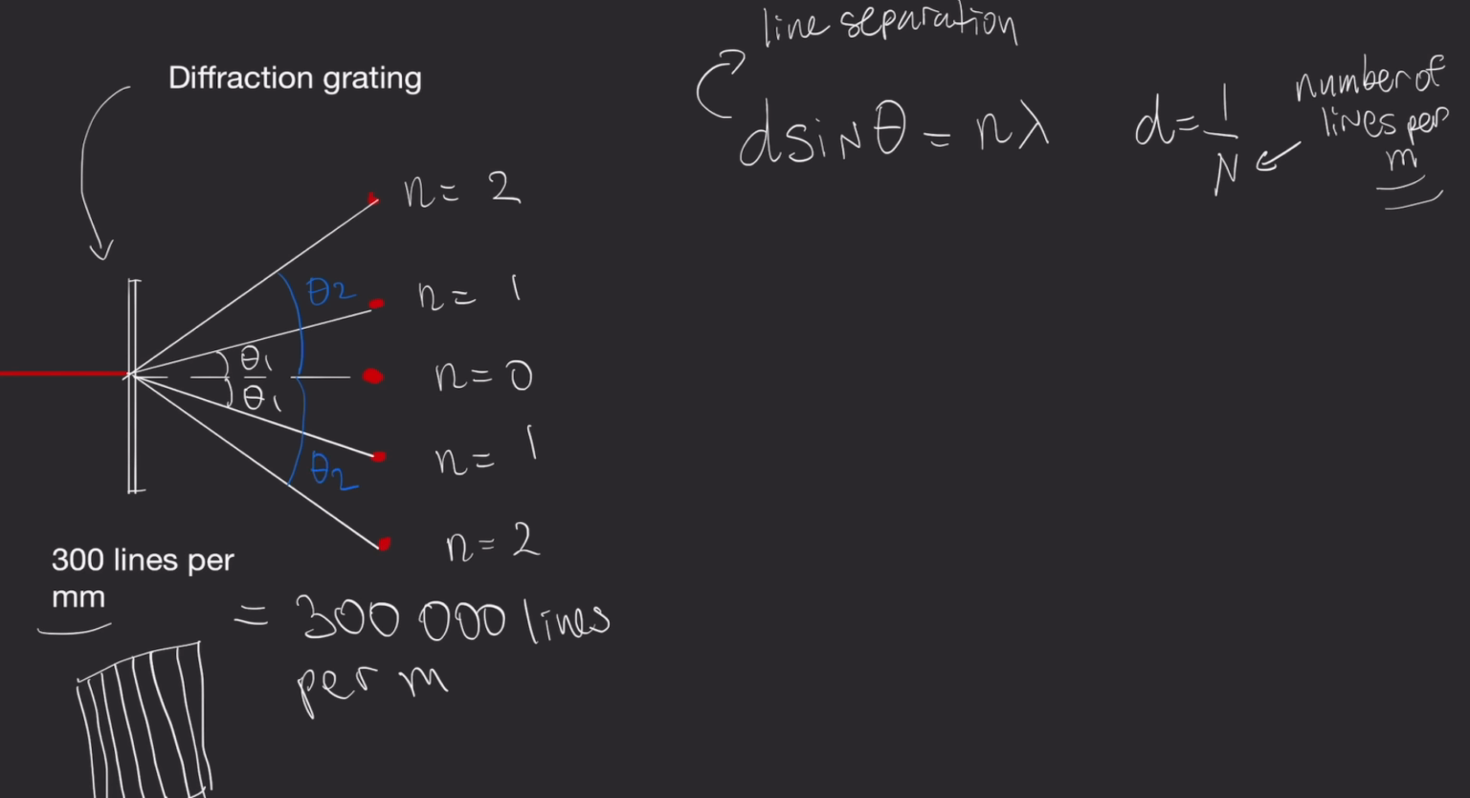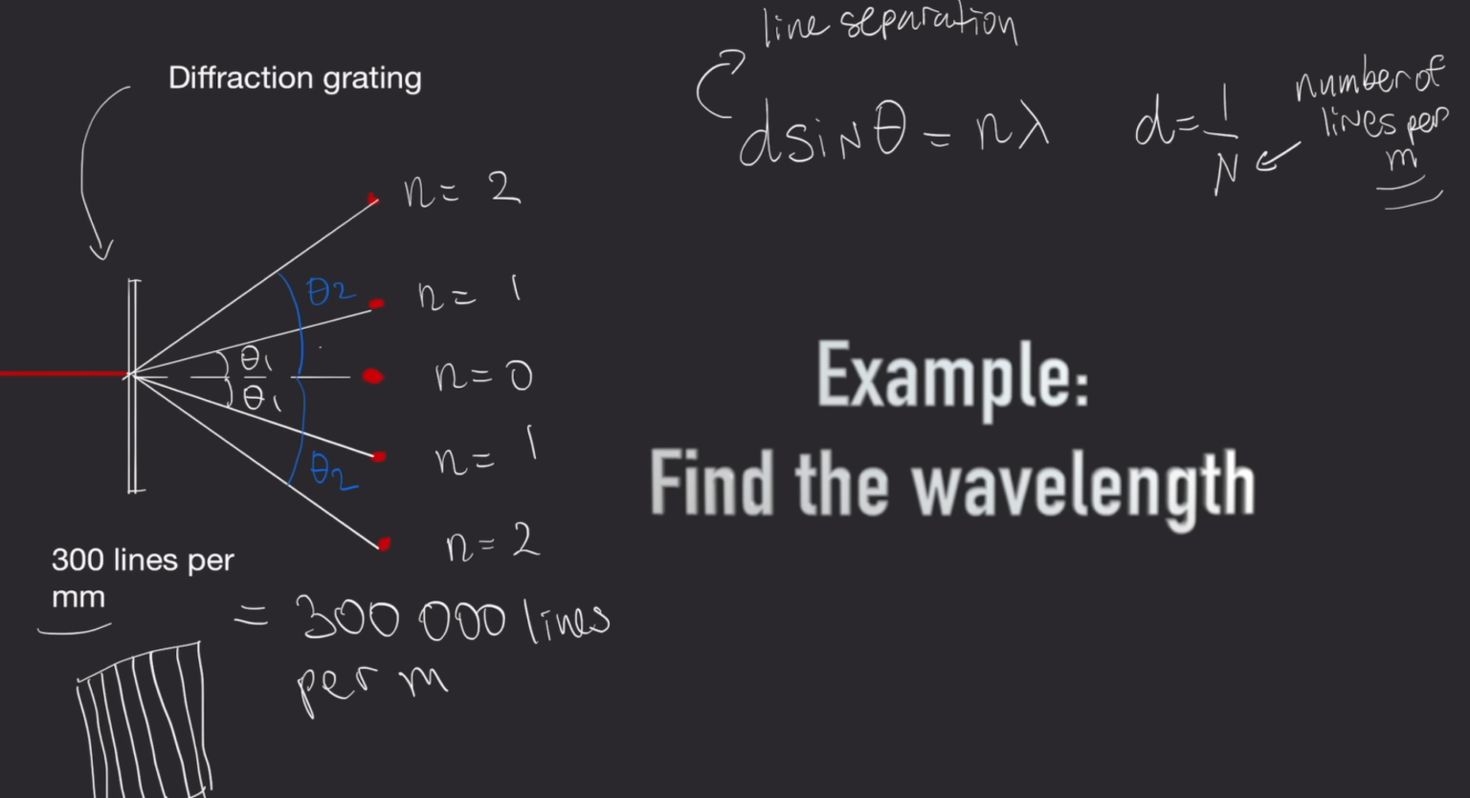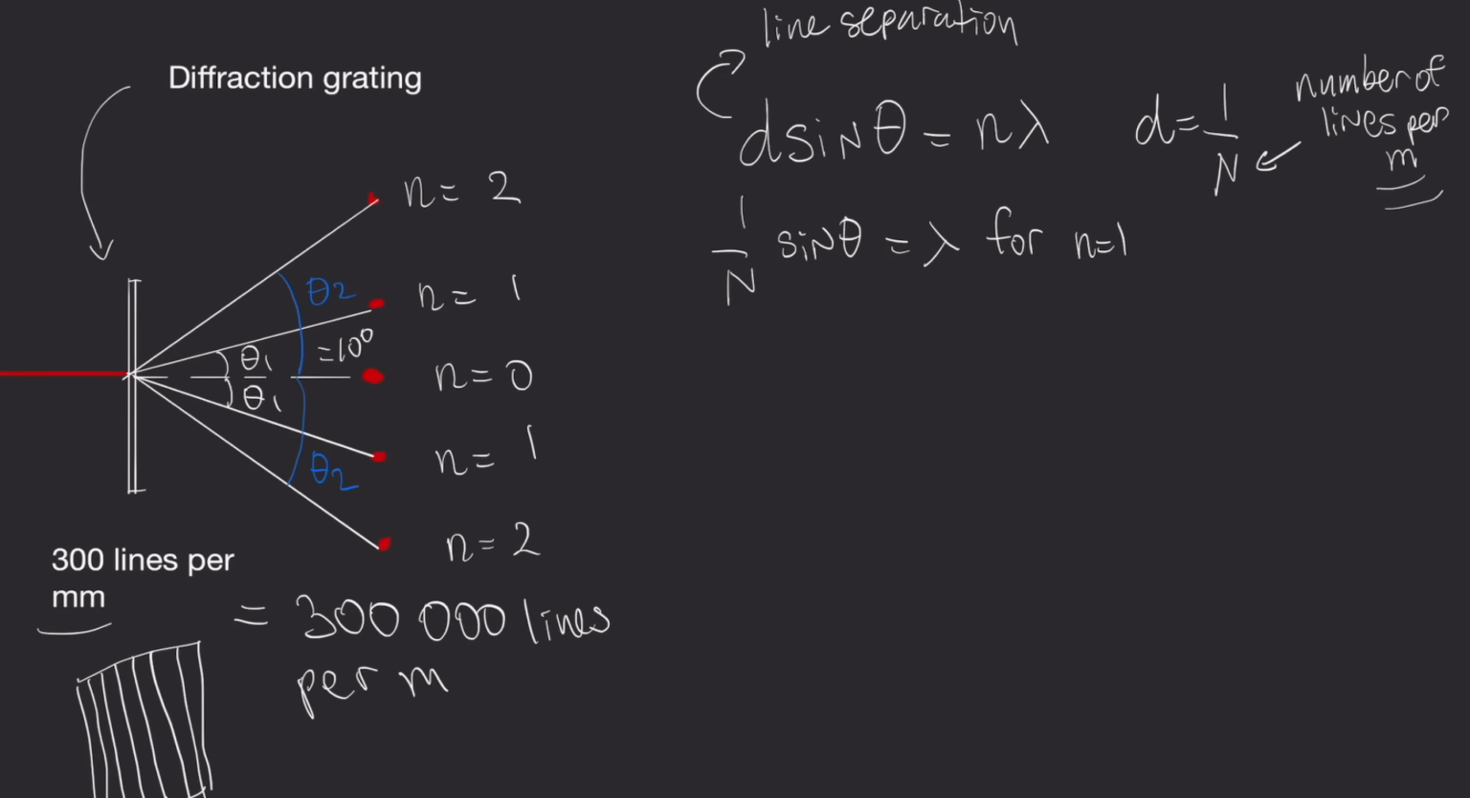Now let's just showcase how this equation works. Shall we say that theta 1 is equal to 10 degrees. So d sine theta is 1 over n, sine of the angle, and this will be equal to just lambda, for n equal to 1. So that's going to give us 1 over 300,000, so I'm going to add a factor of 10 to the 3, multiply by the sine of 10 degrees, is going to be equal to the wavelength.